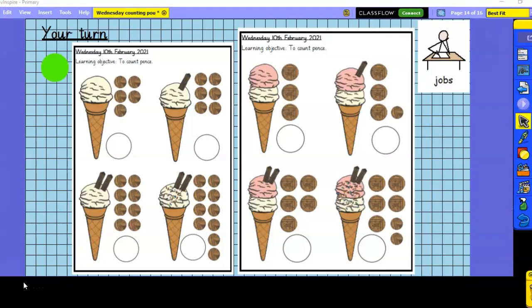So now it is your job to count money. And you know what? I'm fancying some ice cream. Can you help me figure out the prices of these different ice creams? So you will need to count. So I've got an ice cream with no flake in it. Count how much this ice cream would cost me. Looking carefully, am I counting in 1p or 2p's? And write the amount here.